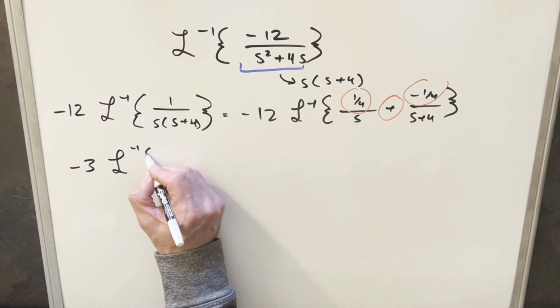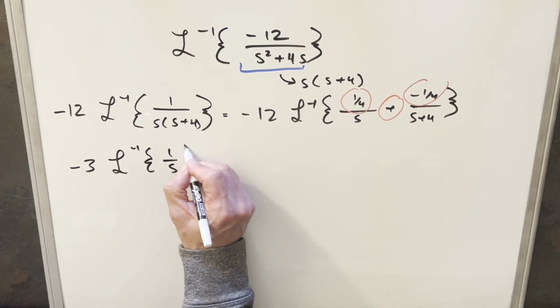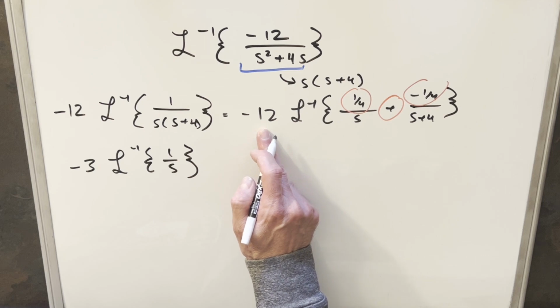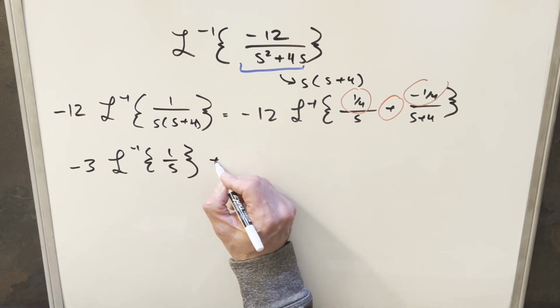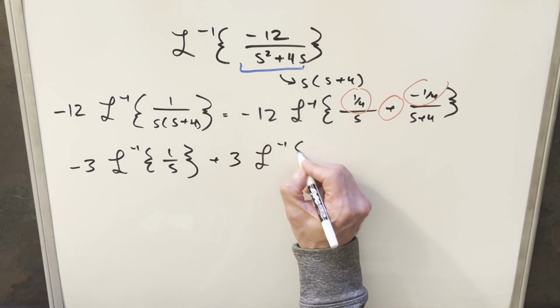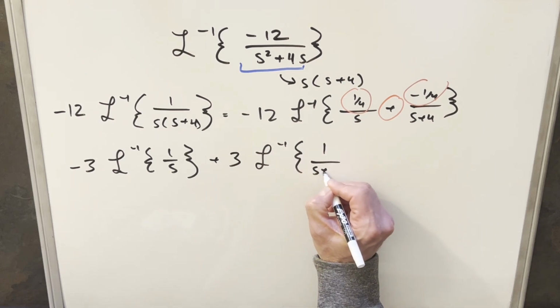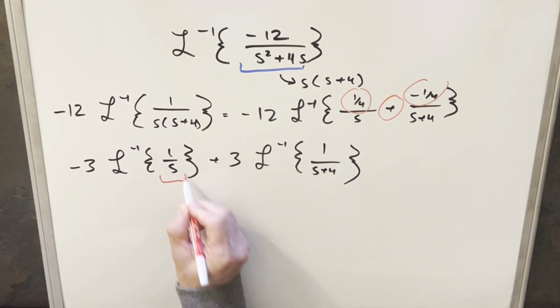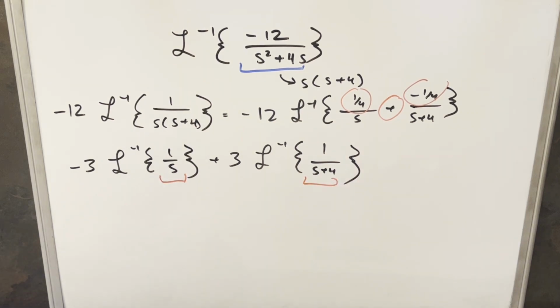This will just become 1 over s for our first one. And then for the second one, we'll multiply minus 1/4 times minus 12. And this will be a plus 3, and then we'll have inverse Laplace, and this is just going to become 1 over s plus 4. But now at this point, we can actually use formulas, because what we have here has become familiar.